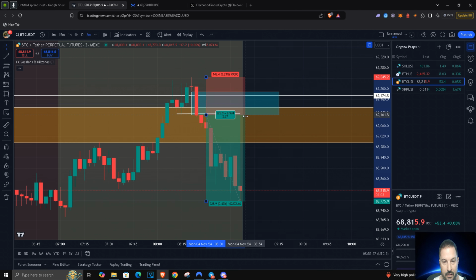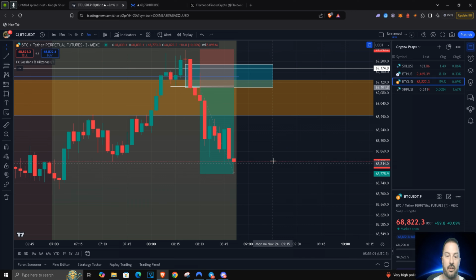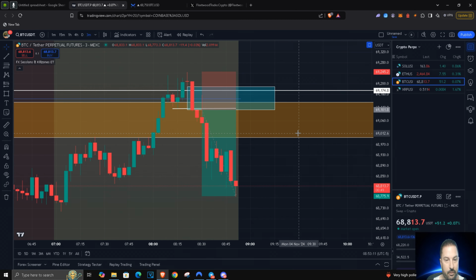And this whole trade executes at better than 2-to-1 in 3, 6, 9, 12, 15, 18, 21, 24 minutes. In 24 minutes this trade is done, and it's still in the kill zone.